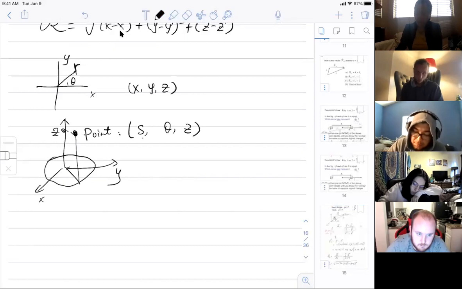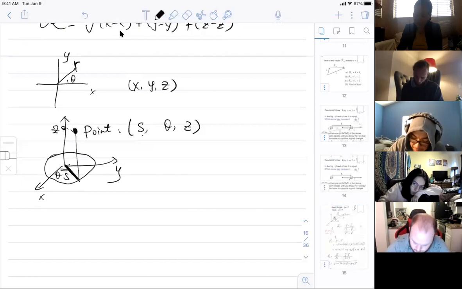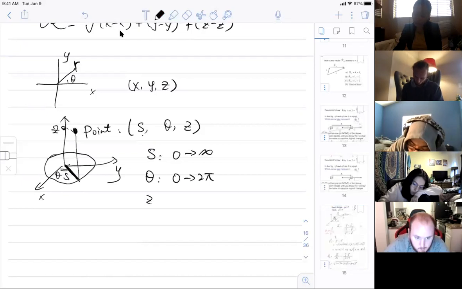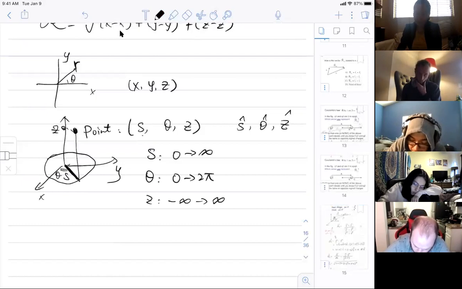Polar, we do this in R, but here in our notation, Griffiths, we use S. So S is this quantity right here, and theta is the angle, and Z is still the Z, how far above the Z axis. You can see that simply the limits for these are S can go from 0 to infinity, theta from 0 to 2 pi, and Z from negative infinity to infinity. And of course, you will have S hat, theta hat, and Z hat direction.